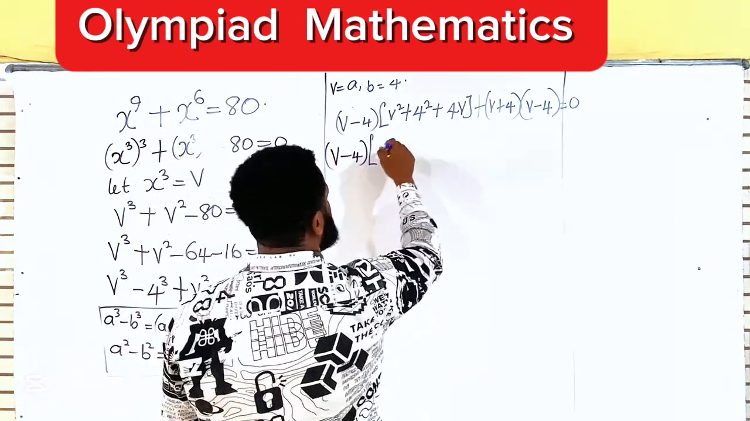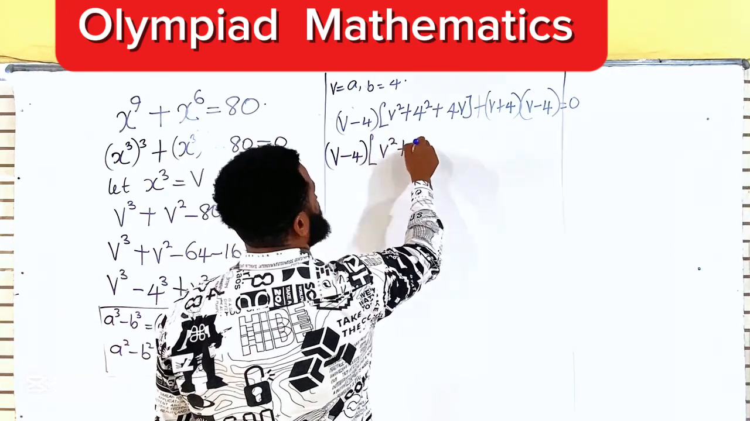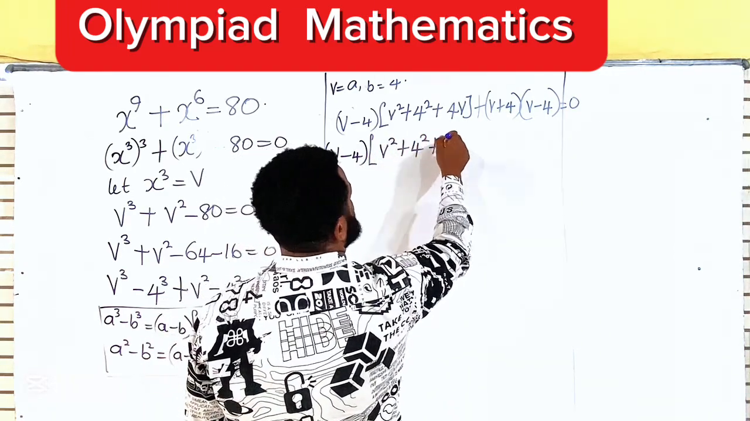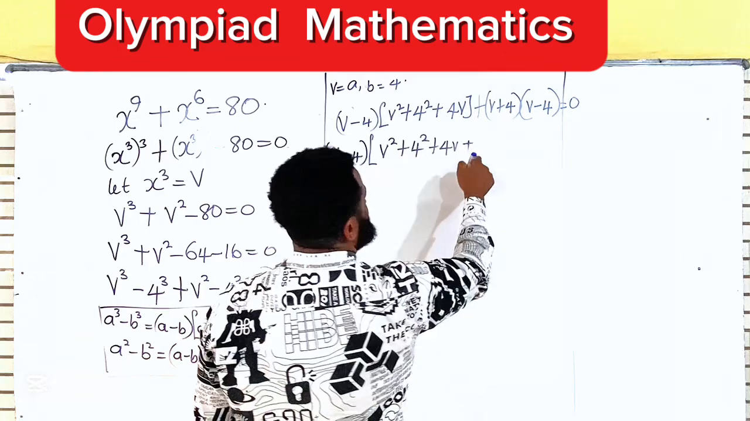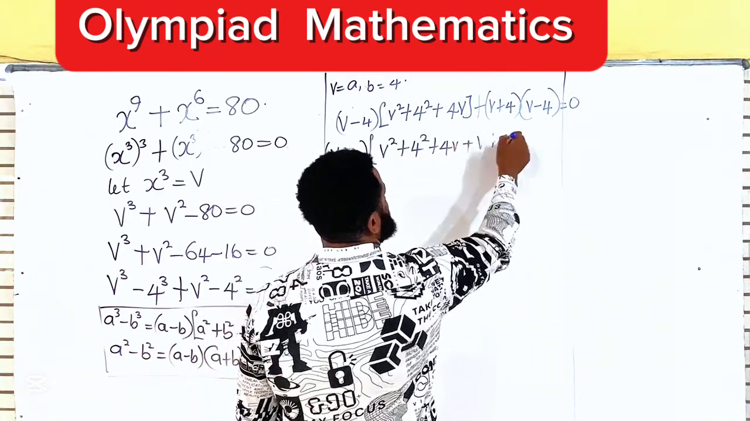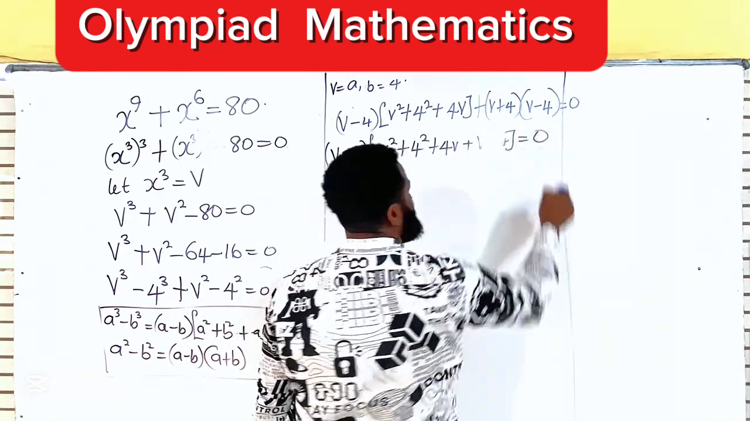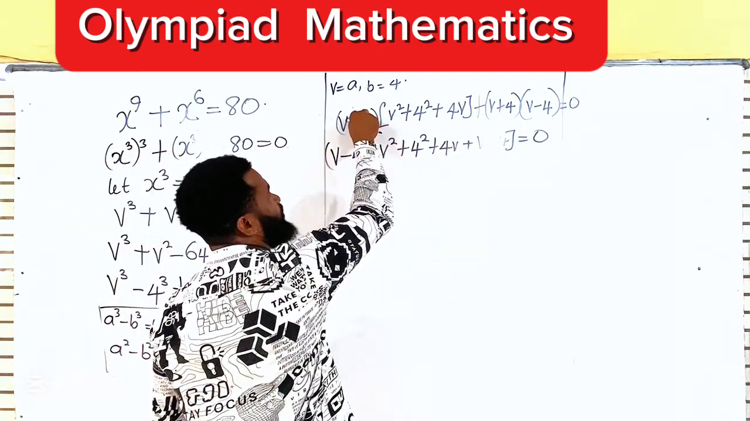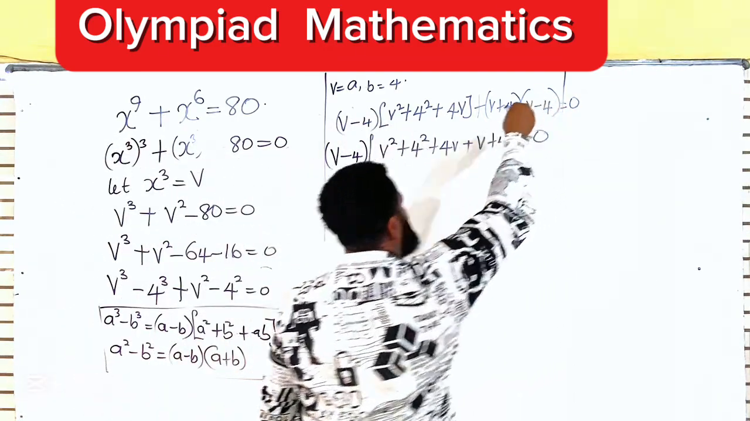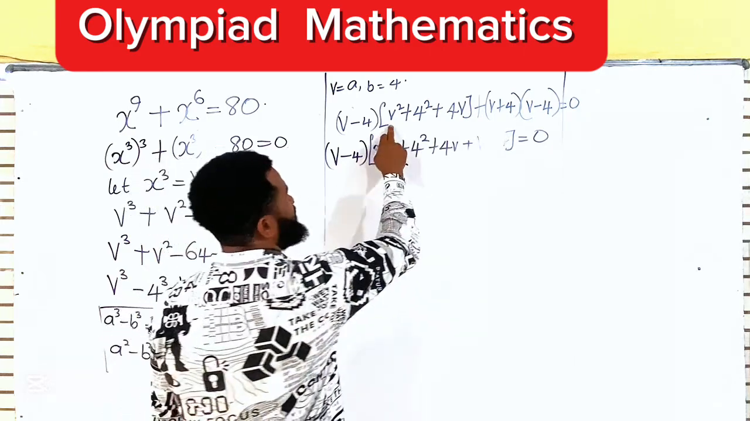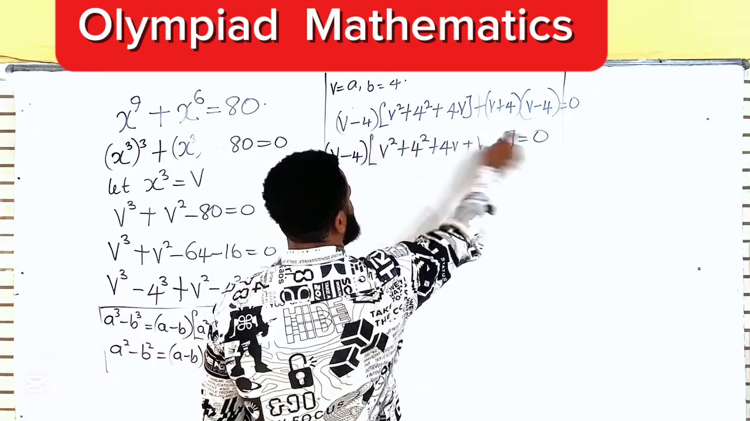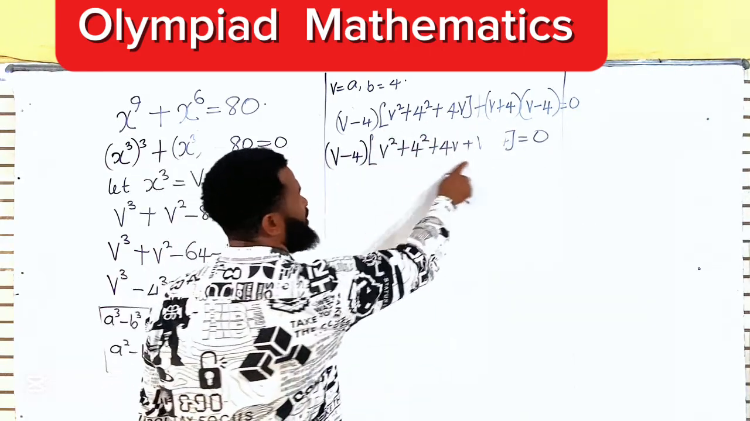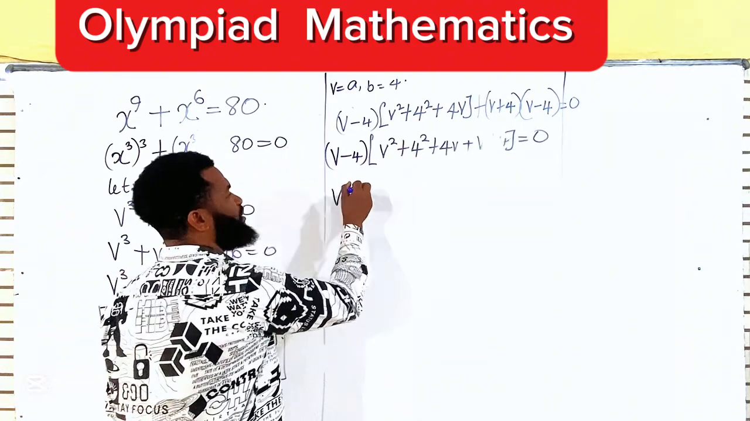I am left with V squared plus 4 squared plus 4V, then plus V plus 4, all equal to 0. So you remember V minus 4 is here and V minus 4 is here. I factored them out, left this and this only. All right, so let me simplify the one in the bracket first. I have V minus 4.